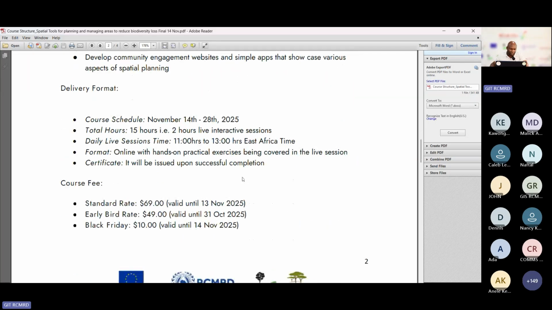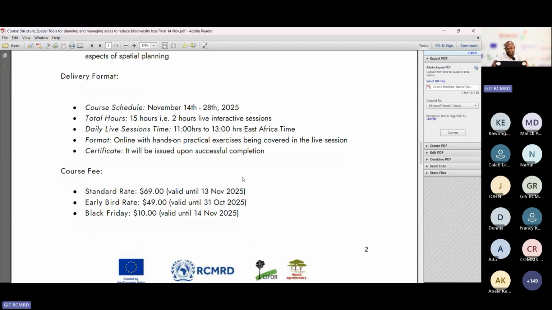Of course, we'll be running this course from Monday next week, and we anticipate to run it for a period of 2 weeks, finishing on the 28th. We'll be having two live sessions on each day from 11 to 13 hours East African time. This is where we'll be doing the demos and delivering the content. So we anticipate that our participants will be logging in at 11 hours, and we run the sessions for 2 hours, up to 13 hours East African time.